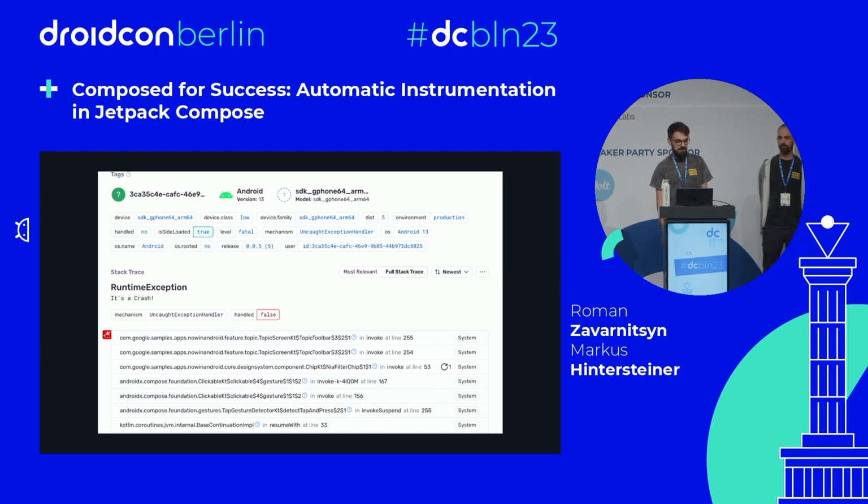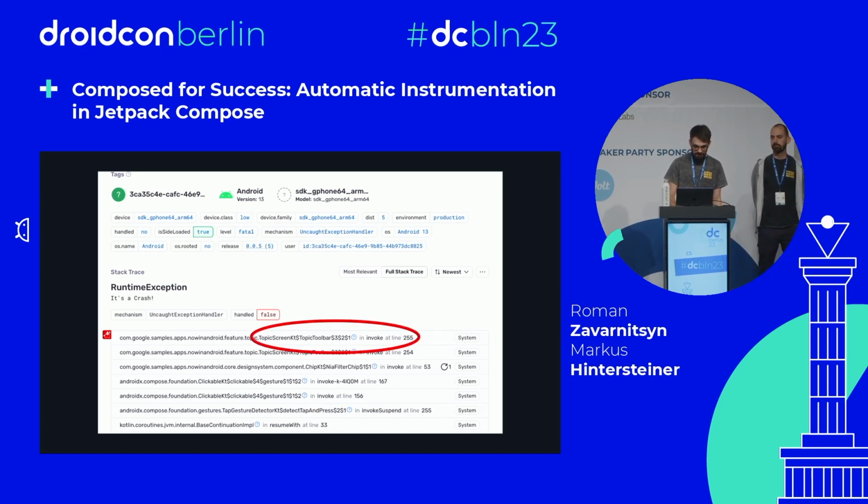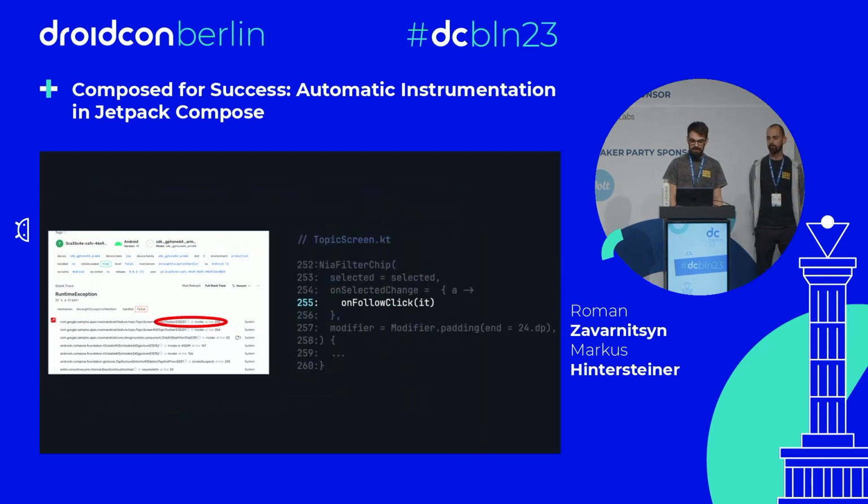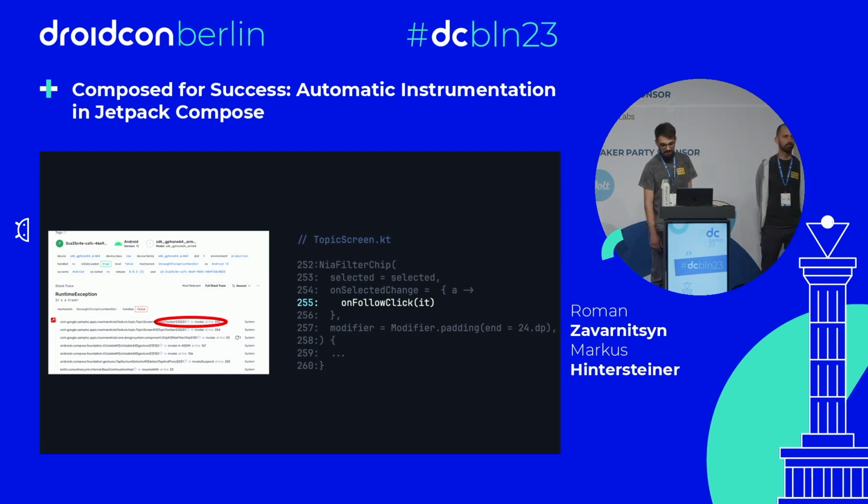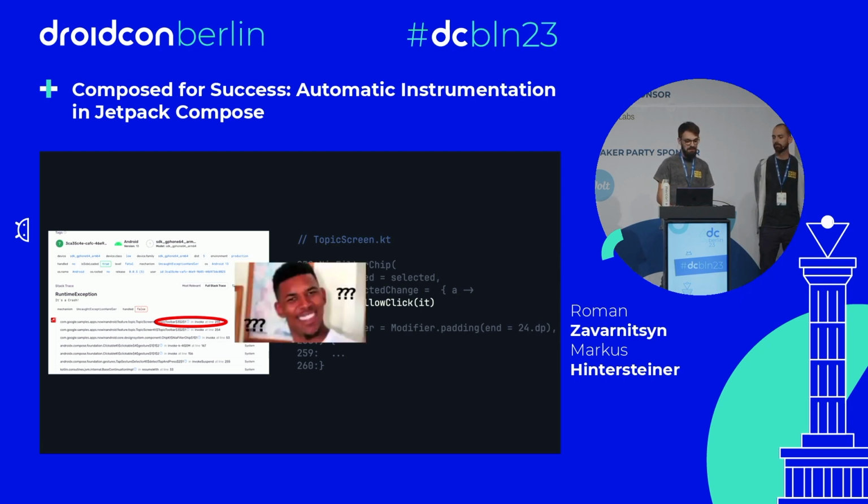In this case, we think the crash is actually pretty simple. So we know the line number and we know the file name, which is the topic screen and the line 255. What you do next, you open your source code and you see on the line 255 there is actually nothing suspicious. So it's just a function call, nothing that should be breaking. And you are confused at this point.